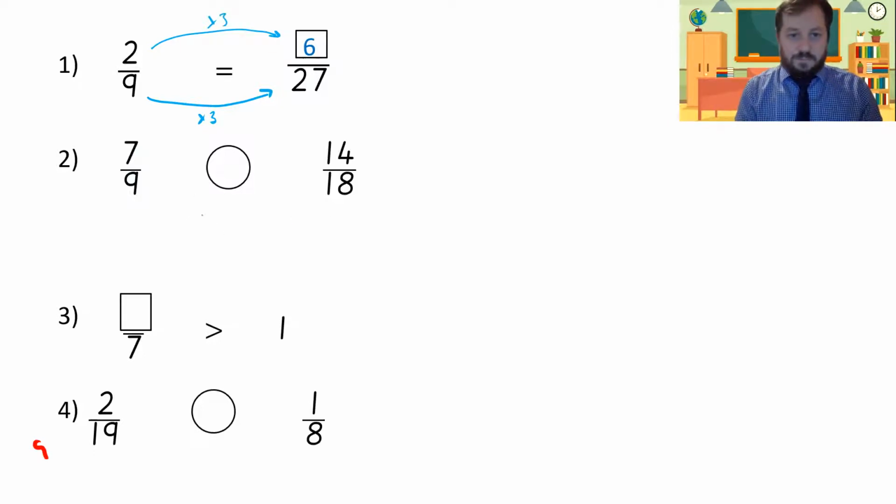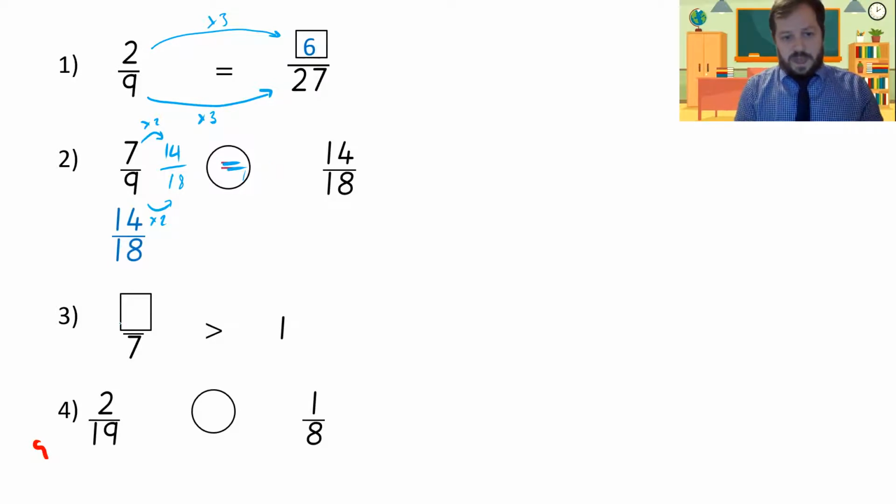Same comes here. What we're doing is looking at which one of these two is larger. Well, we need to make sure that we are comparing the same thing, either same denominator or same numerator. Let's see if we can make the same denominator. So to get from 9 to 18, I'm going to have to times by 2. Do the same to the top, times by 2, and I get 14. They're actually the same. They're equivalent.